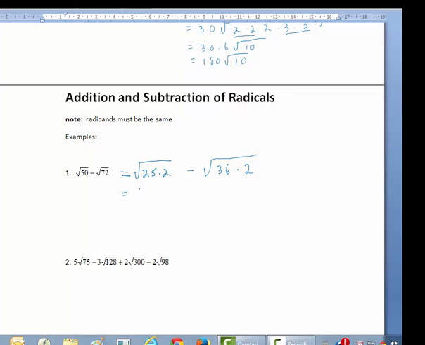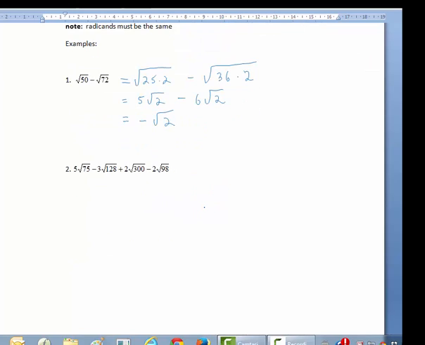Square root of 25 is 5, with the 2 staying under the radical sign, minus 6, which is the square root of 36, root 2. Now we have 5 root 2 minus 6 root 2. That gives us negative 1 root 2 or negative root 2. Why don't you try this next question on your own, and you can check to see how you've done when you're finished.